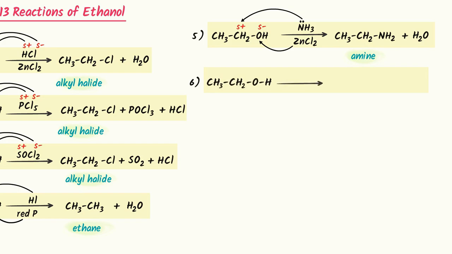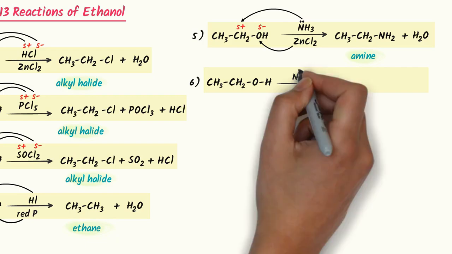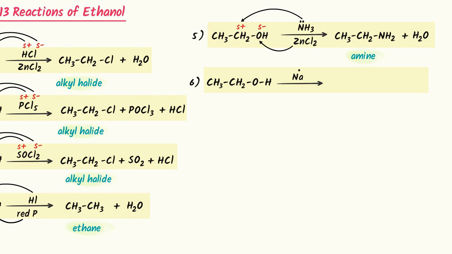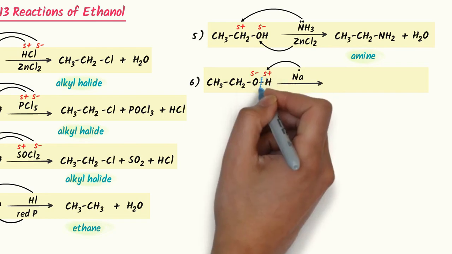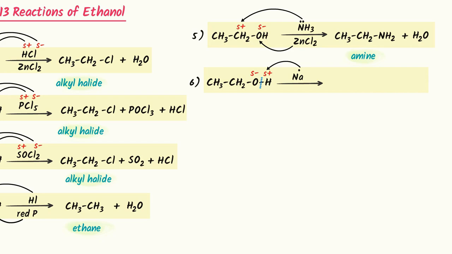Now let's shift our focus to the OH bond for our sixth reaction. I bring a piece of sodium metal. Sodium is what we call a super donor. It has one extra electron that it absolutely wants to give away. It sees that positive hydrogen and attacks it by throwing its electron. The hydrogen takes the electron and says goodbye. It leaves the molecule immediately to form hydrogen gas. The sodium takes its place. Now we have sodium ethoxide. This proves that ethanol can act like a weak acid.